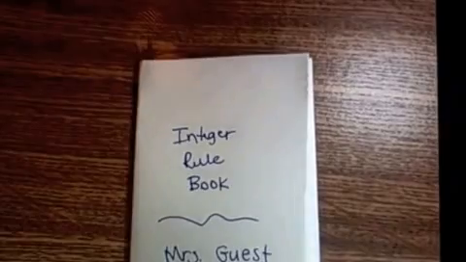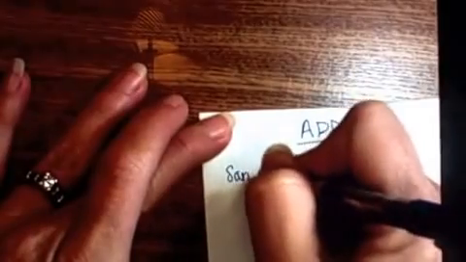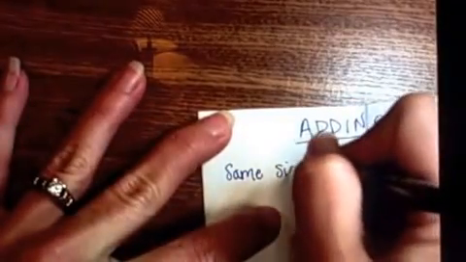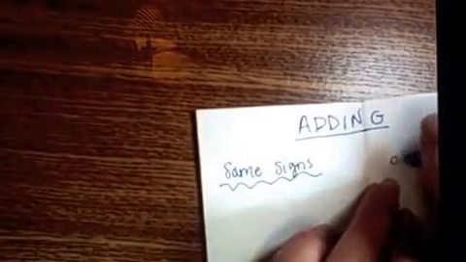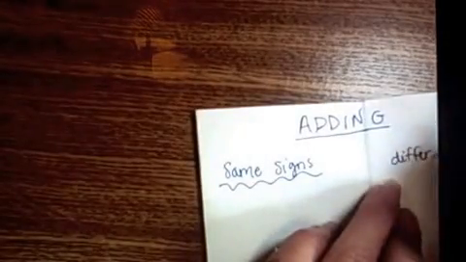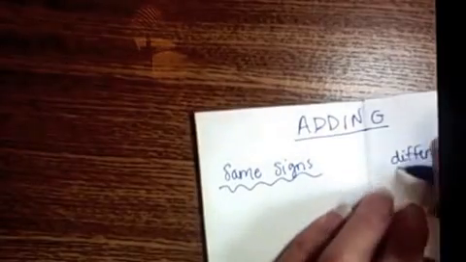Alright, so now what we're going to do is turn the page, and we are going to call this page adding. When we add integers, there are certain rules that we want to follow to get the right answer. So then we have same signs and we have different signs. You have to do something slightly different when the problem looks a little different.